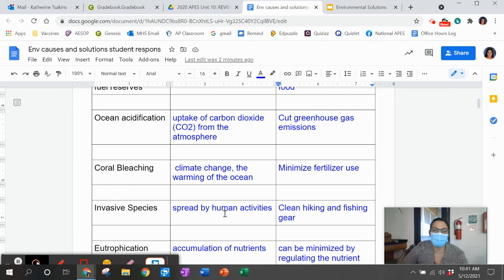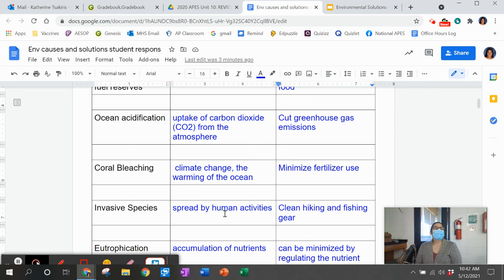Let's go. Invasive species spread by human activities. That's not wrong either. But there's not enough information there. Invasive species are spread by a new species getting brought in on a pallet from another country, another area of the world. Okay. And then what happens is they establish themselves because they have no natural predators.